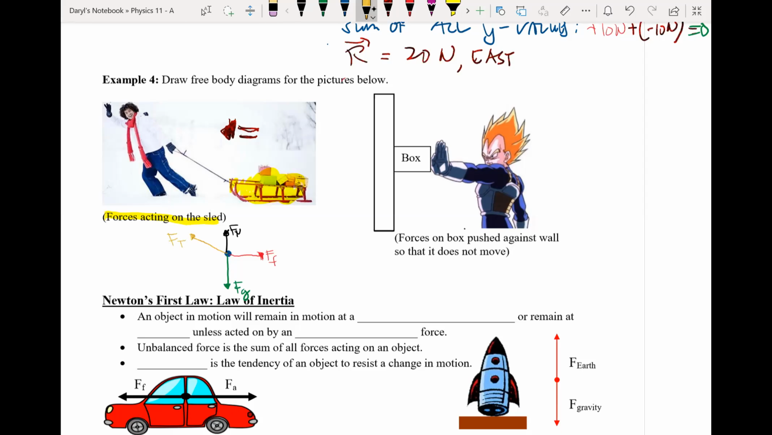And remember that since it is the string that is attached to the sled, the force acting on this object is not necessarily a force exerted by the person directly, but it's actually the force coming from your tension force, and the tension force is directed in that direction. So yeah, I think that would be all the forces acting on the sled.